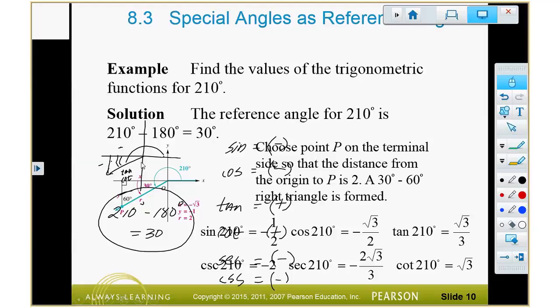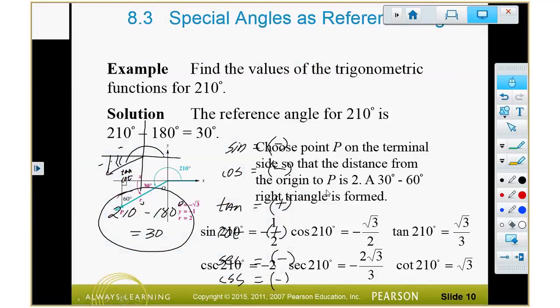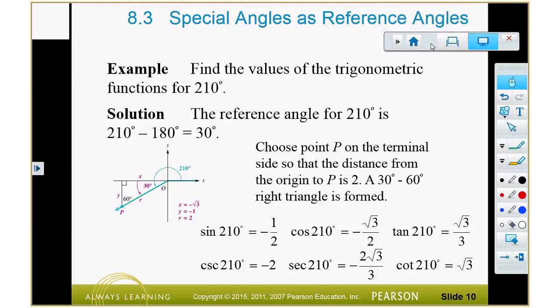Okay, they're using the special angles. Okay, that's fine. I didn't know if you can use special angles. What do you notice about what I said about the positives and negatives? Everything's negative except for what? You've got to remember that. I didn't know they wanted us to use special angles. That's fine. Next.